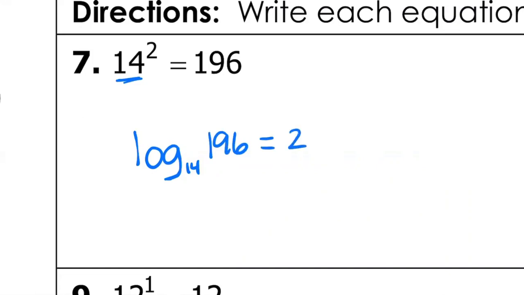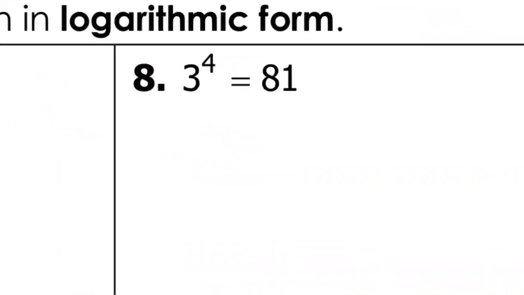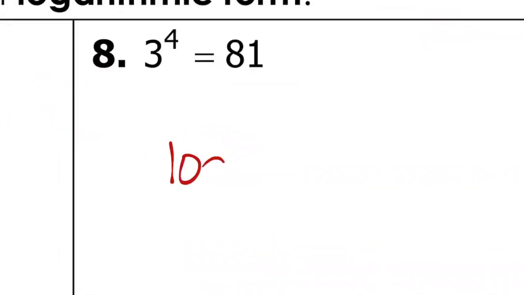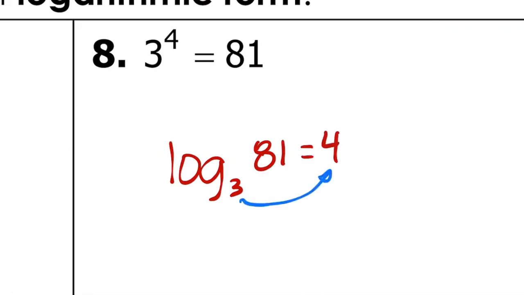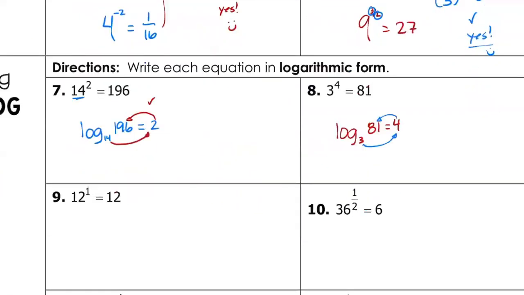Good, because that log equals the exponent. And let's check it. Is this true? Is 14 to the second power equal 196? Yeah, it checks out. That easy. It's that easy. Let's try number 8. Log base 3 of 81 equals 4. Yay, there you go. It works out. 3 to the 4th equals 81. Pretty simple, right?